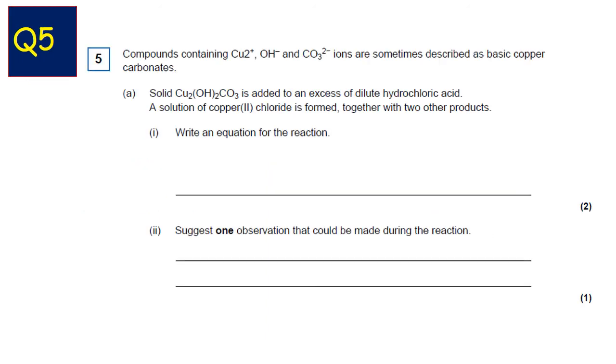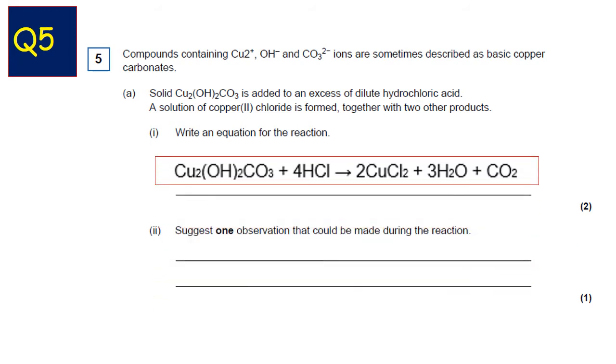So question 5, compounds containing Cu2+, OH- and CO3 2- ions are sometimes described as basic copper carbonates. Cu2(OH)2CO3 is added to an excess of dilute hydrochloric acid. A solution of copper(II) chloride is formed together with two other products. Write an equation for the reaction. So you get a mark for identifying there's going to be water and carbon dioxide, and then you get a second mark for balancing it.